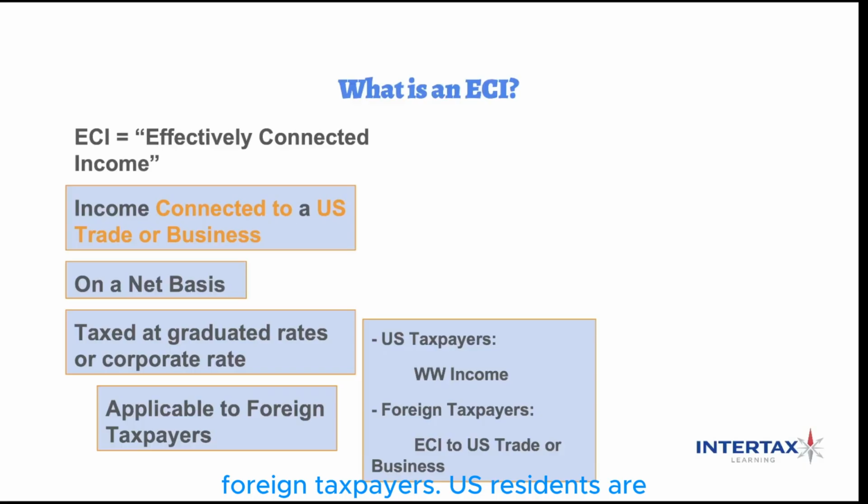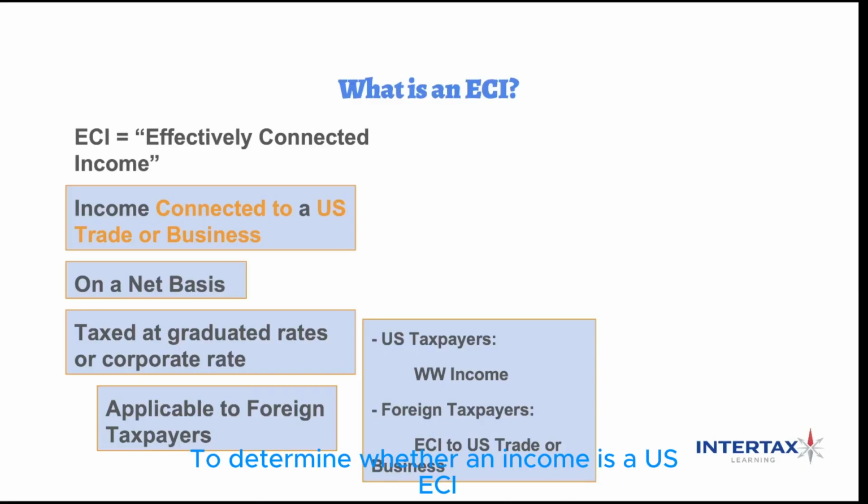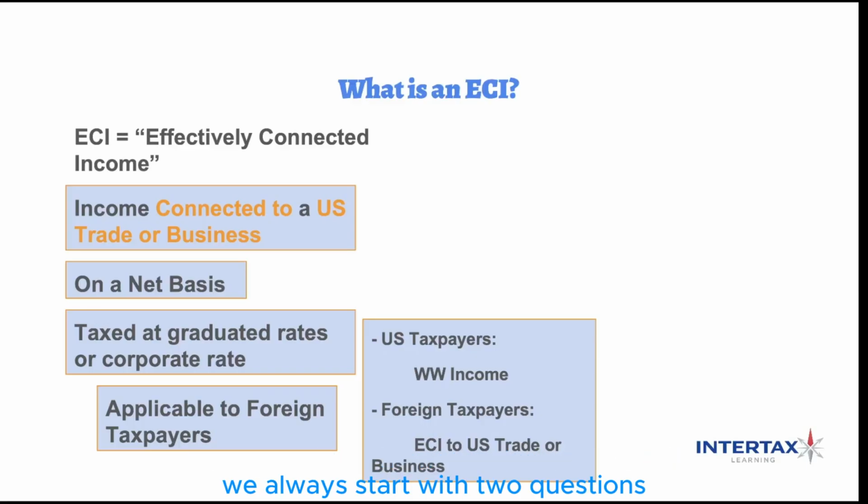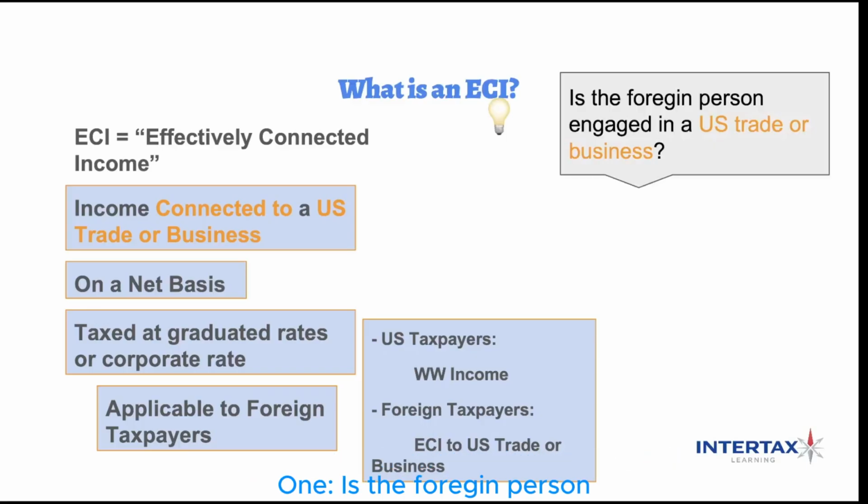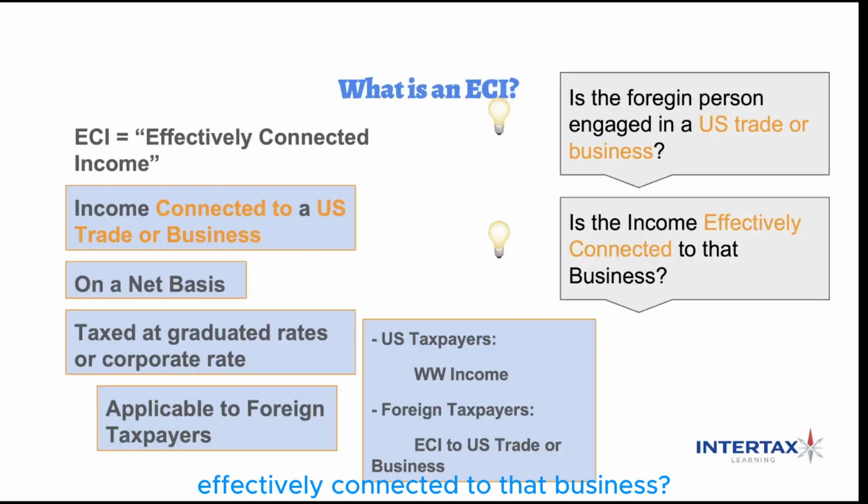U.S. residents are already taxed on their worldwide income, including income that's not connected to a U.S. trade or business. To determine whether an income is U.S. ECI, we always start with two questions. One, is the foreign person engaged in a U.S. trade or business? Two, is the income effectively connected to that business?